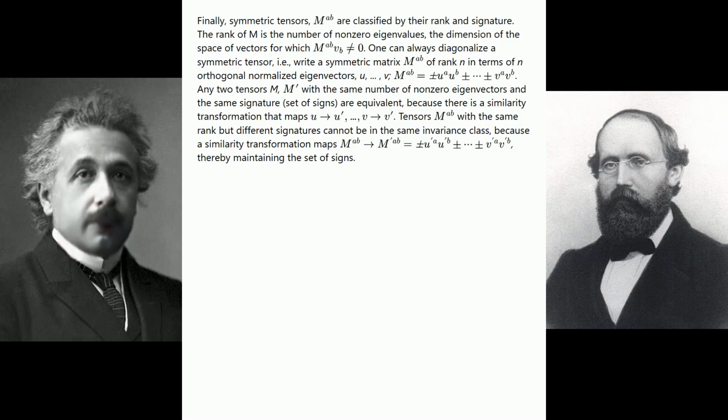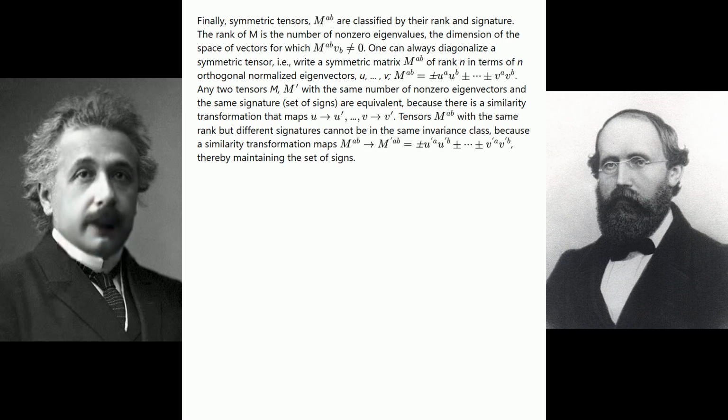The rank of M is the number of non-zero eigenvalues, the dimension of the space of vectors for which M^AB v_B is not equal to 0. One can always diagonalize a symmetric tensor, i.e., write a symmetric matrix M^AB of rank n in terms of n orthogonal normalized eigenvectors u, v: M^AB = ±u^A u^B ± v^A v^B. Any two tensors M and M' with the same number of non-zero eigenvalues and the same signature, the set of signs, are equivalent because there is a similarity transformation that maps u to u', v to v'.